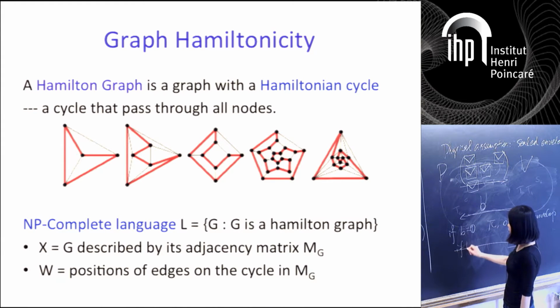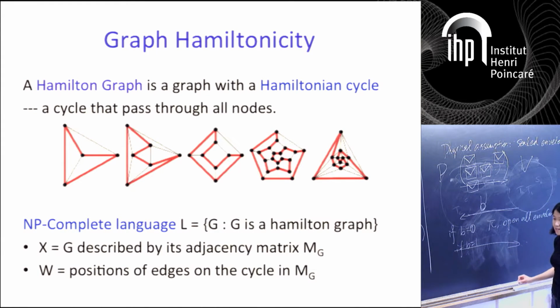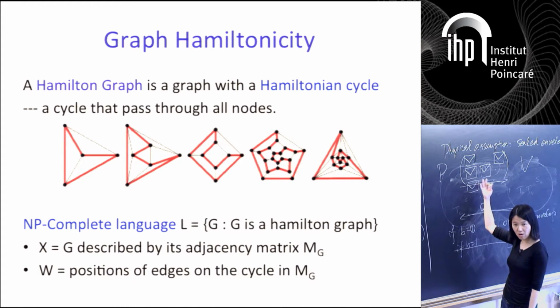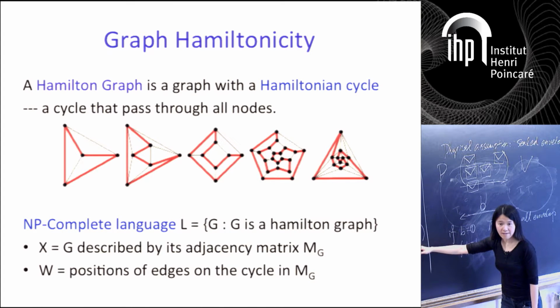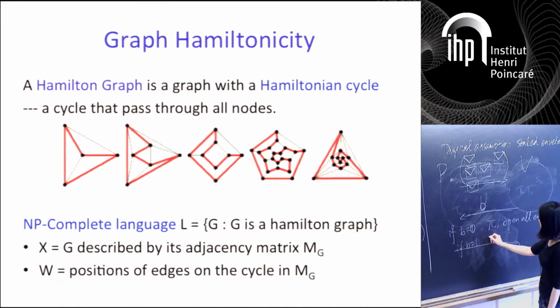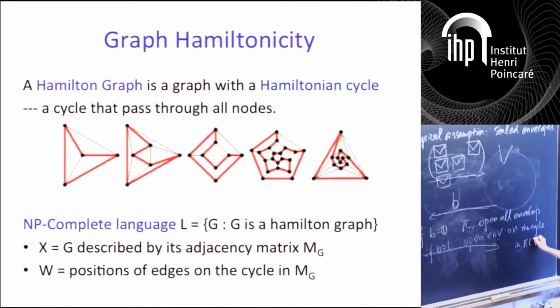Now, if b actually equals 1, what he does is that he's not going to open all the envelopes. What he wants to do is to only reveal w1, right? Therefore, he's going to only open these envelopes that are on the cycle in pi of g.